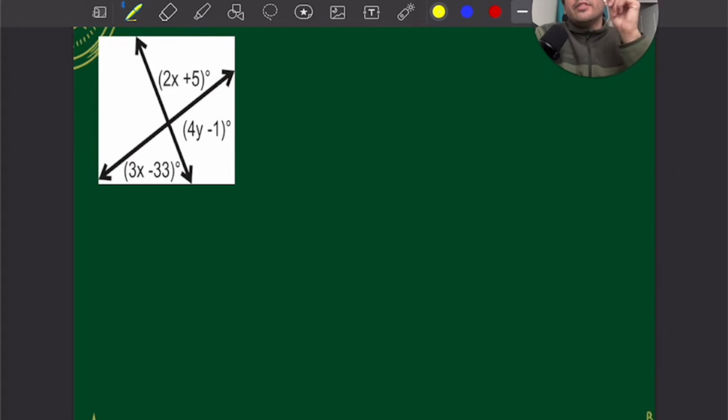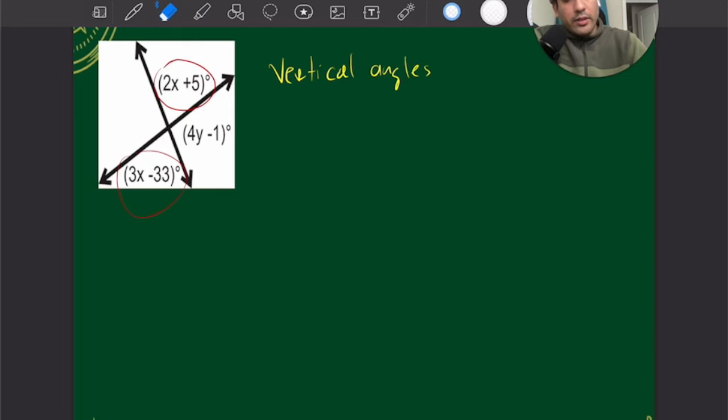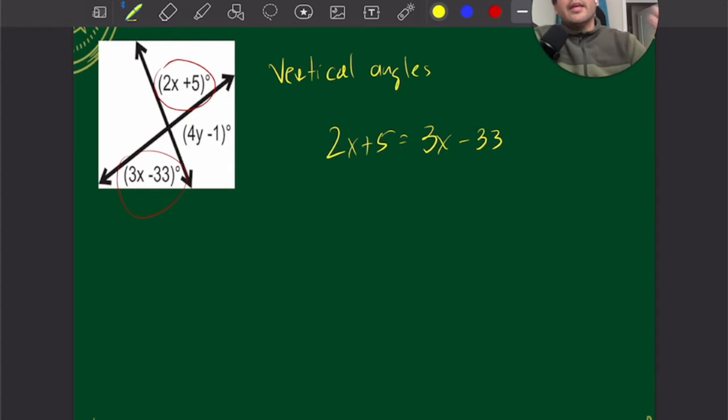I can already see the vertical angles in the 2x plus 5 and the 3x minus 33. Now, vertical angles, hopefully we remember that vertical angles are going to be the same, or they're going to be congruent. So they're going to be the same. Oh, I noticed my eraser is huge there. Okay, so I'm going to go ahead and set these up and set them equal to each other because they're vertical angles.